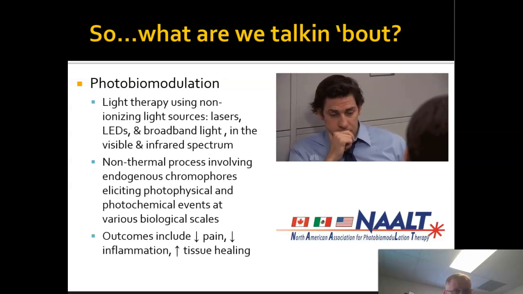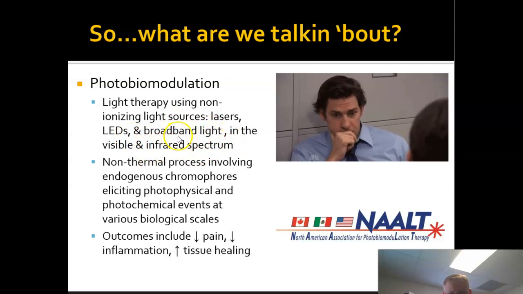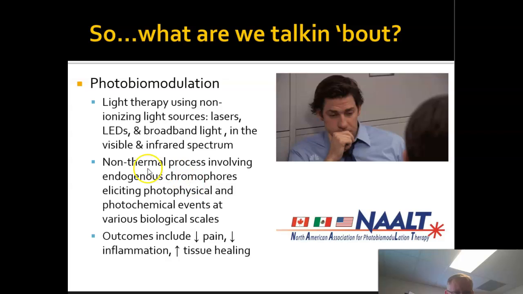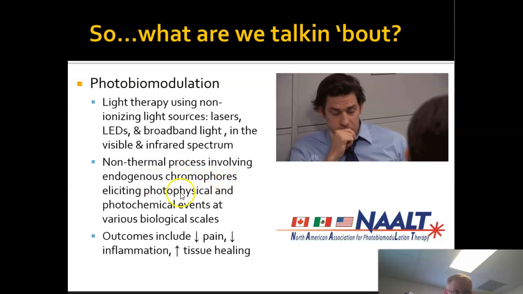Whew. That's a lot of words, man. What the heck is it? I don't know if I've cleared this up any. Obviously, you can see we're using lasers, LEDs, lights, some kind of stuff. Here's the meat of it. And you see, all right, non-thermal, I get that. Endogenous, that's things that are within the body. Chromophores are the ones in the body, right? So these chromophores that are in the body.